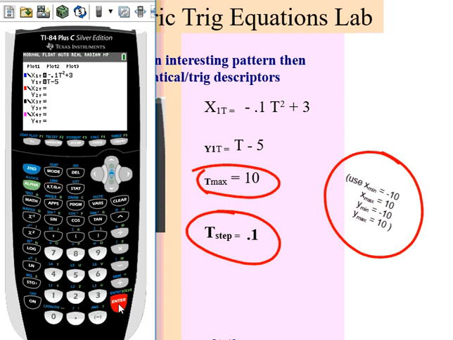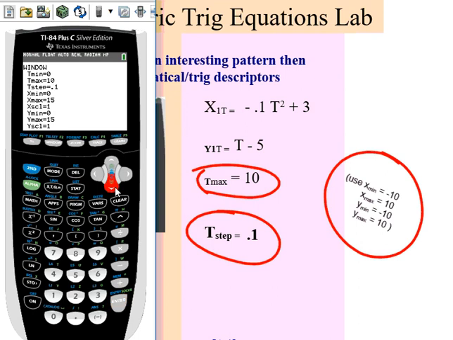Okay, there, I've got the first part entered. Now, how am I going to enter this T max and the T step? I'm going to go over to Window. And it says T min. It doesn't tell me any T min. I'll leave it default to 0. That's okay. T max 10. T-step says 0.1, so we got 0.1, so we're good there.